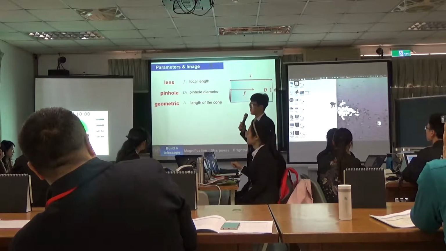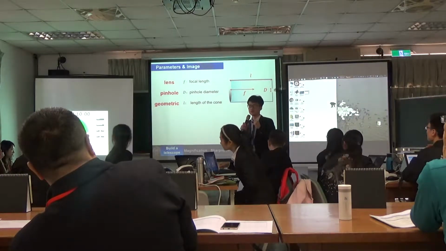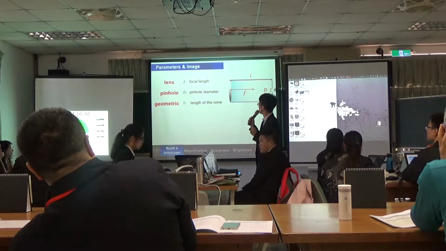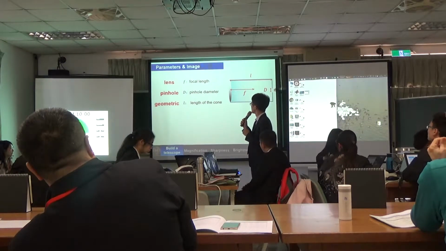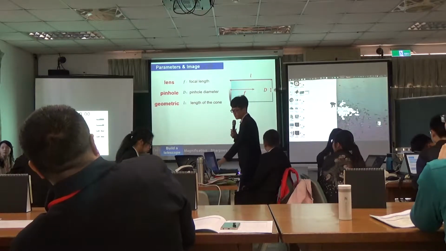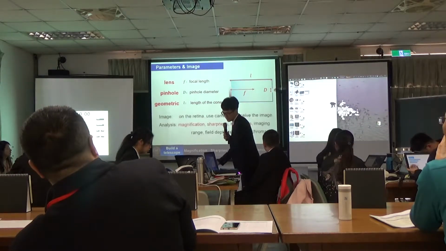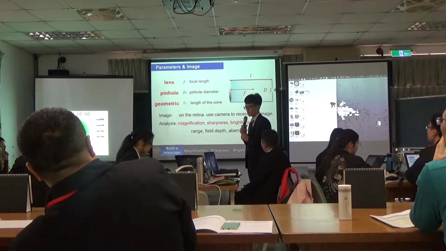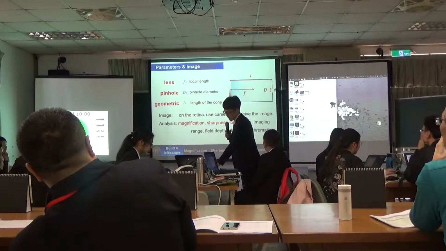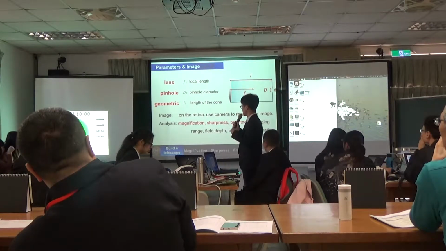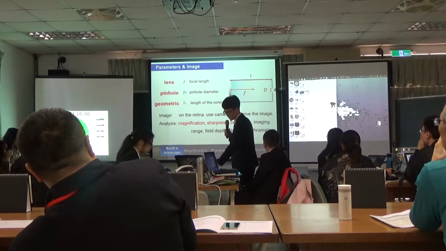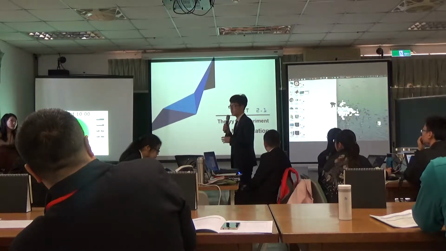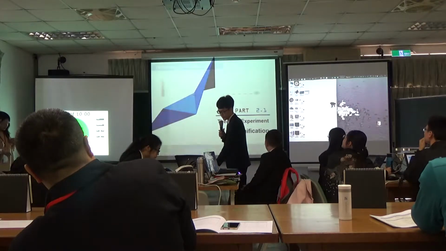These three components have three parameters we are really interested in: the focal length of the lens, the pinhole diameter, and the length of the cone. The three parameters make an image on our retina. Here we use a camera to receive the image to replace our retina. We will analyze three properties: the magnification, the sharpness, and the brightness. We will study them in order, and firstly, let's see the magnification.